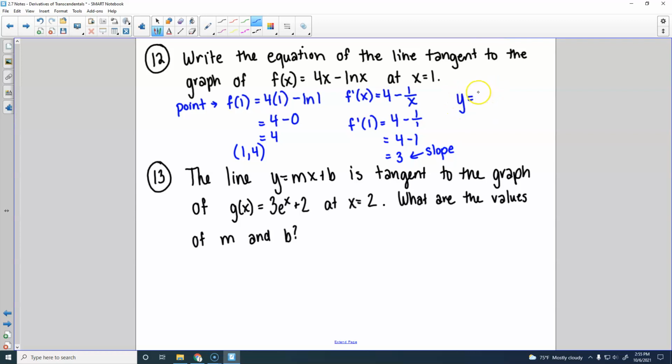So our equation is going to be y equals 3 times x minus 1 plus 4. So every tangent line you're going to do is going to be a point, a slope, and then the equation. For the point, we use the original function. For the slope, we use the derivative. And then the equation, we just plug in.